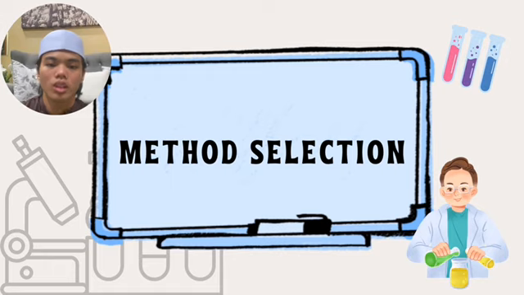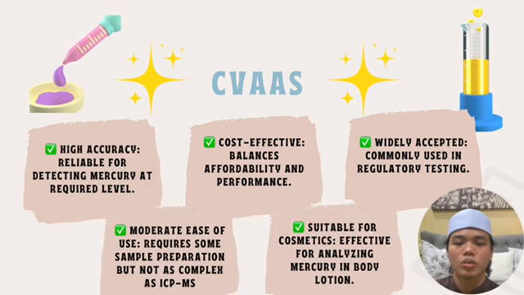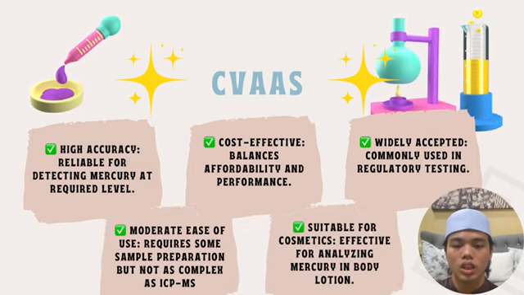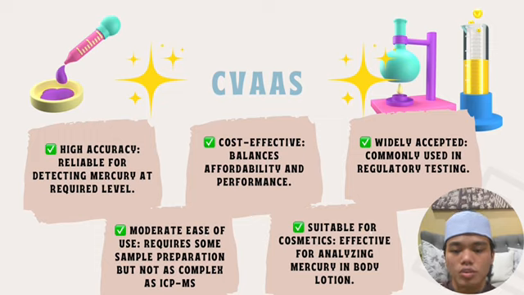Hello everyone, I am Arash and I will be talking about the method selection. The method that we chose is CVAAS, which stands for cold vapor atomic absorption spectroscopy. So here are the reasons why we chose that method. The first one is high accuracy, second is cost effective, third, widely accepted, fourth, moderate ease of use, and lastly, suitable for cosmetics.